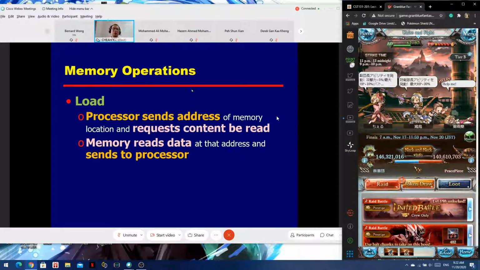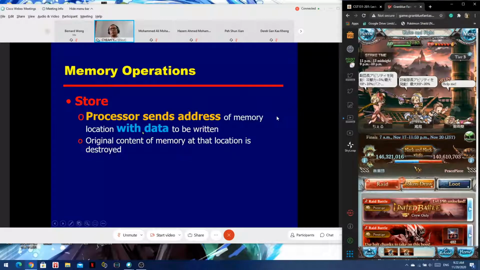Then what about storing? Storing, we want to store it to memory, right? And we will also need an address. So the processor sends an address together with the data, and then it is written to memory. And of course, when it's writing to memory, the original content of the memory will be erased.